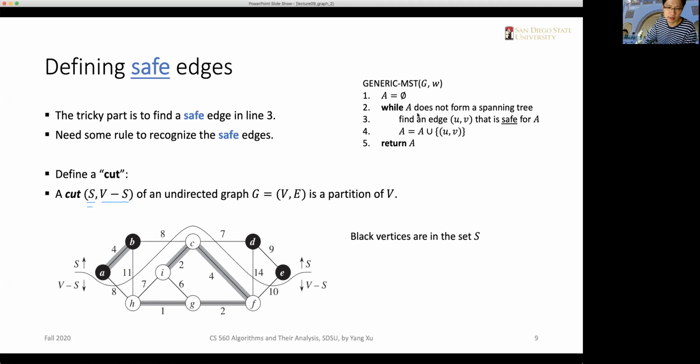As indicated by this graph here, you can think of the curve as a cut. We cut all 9 vertices into two partitions. The black vertices belong to the set S, and they are above the curve. All the white vertices are under the curve, so they are in the second partition, V minus S. They are the white vertices.